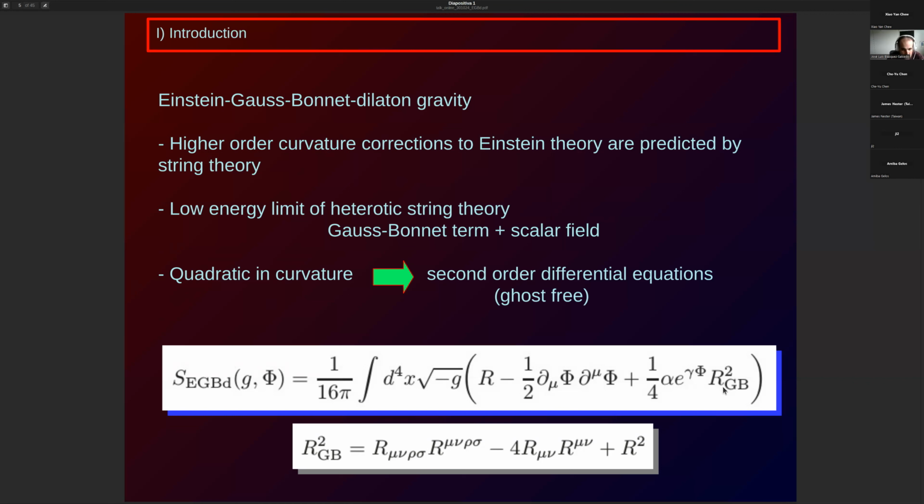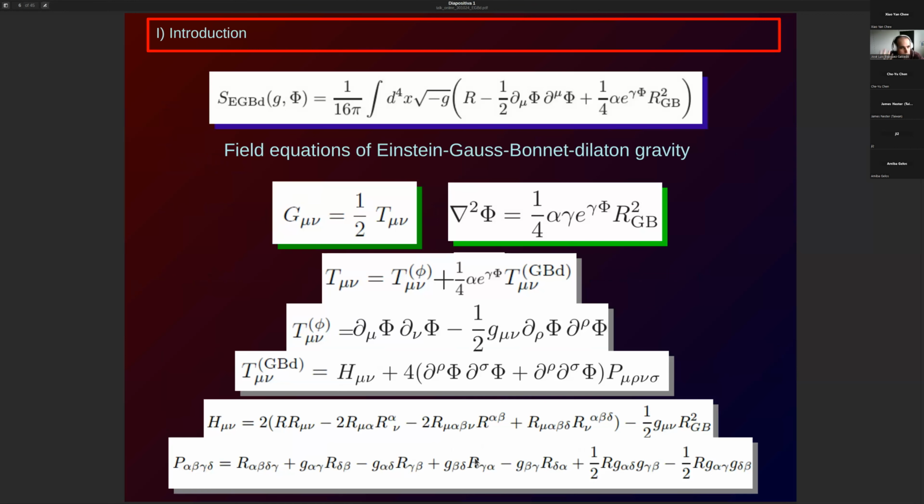The Gauss-Bonnet scalar is the standard Gauss-Bonnet. As you know, it can be obtained from the Riemann scalar and contractions of the Riemann scalar in this way. Okay, this looks easy enough. Now, to study the solutions and the spectrum of the quasi-normal modes, we need to obtain, obviously, the field equations.